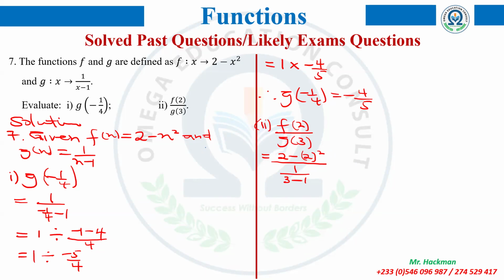Indirectly, once you know f of x and g of x, you know f of anything and g of anything. If you are asked to find f of 2, it means wherever you see x in f of x, it will be 2. So that will give you 2 minus 2 squared. Do you agree now?